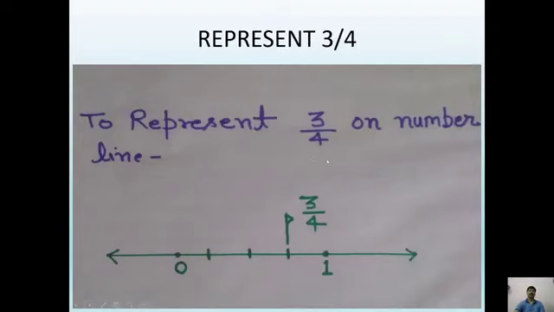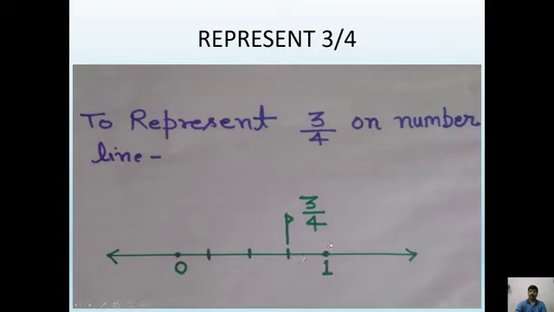Another example, how can we represent 3 upon 4? Similarly, to represent 3 upon 4, the fraction is not a whole 1, so it is less than 1 and greater than 0. So we draw a line, mark 0 and the next whole number 1. Now we will divide this whole into 4 equal parts and take 3 out of these 4. 1, 2, 3. So this point will represent 3 upon 4.